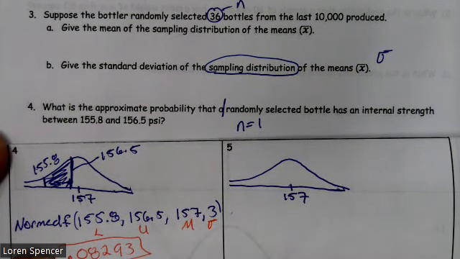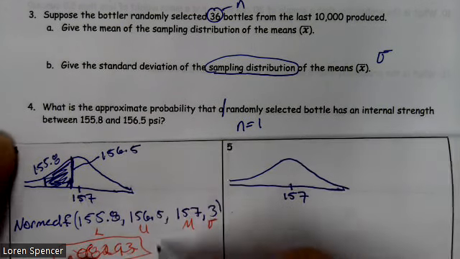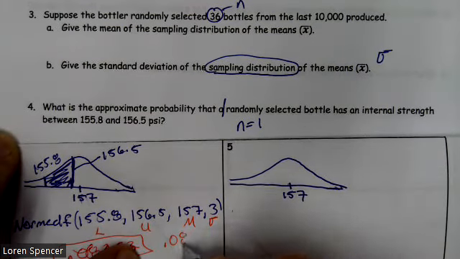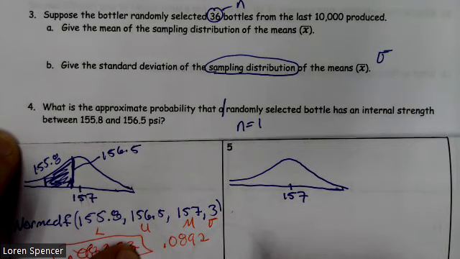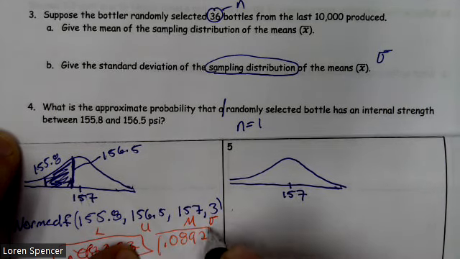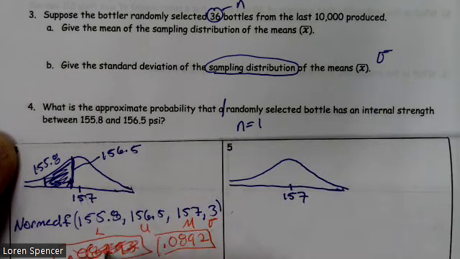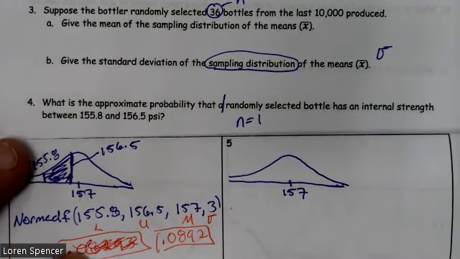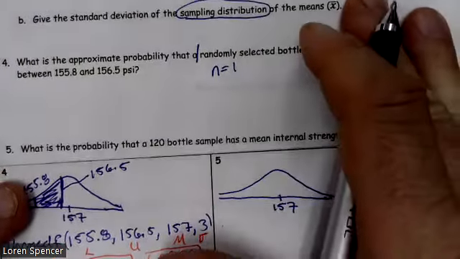Actually, we could have stopped at 0.0892. Did I say that backwards? I did write that backwards. It's 0.0892, and we don't even need the 3. I wrote that dyslexically. All right, number 5.